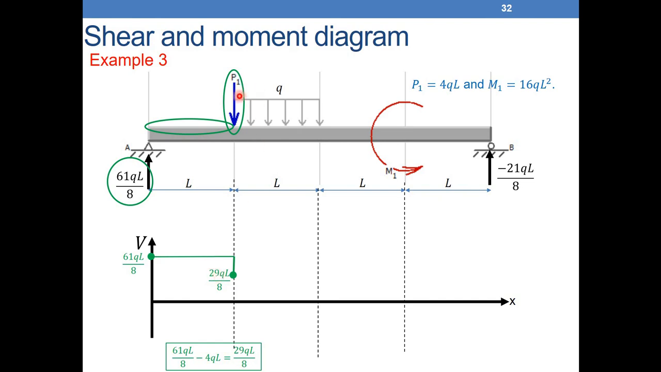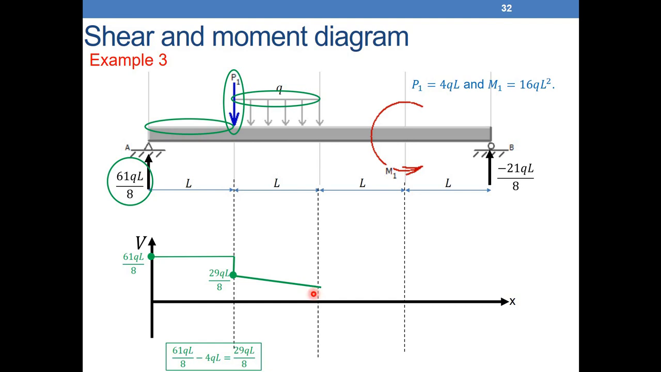Now, between L and 2L here, what do we have? We have a distributed load Q, a constant. So Q is constant, which means that V is linear. We know that dV over dx is equal to minus Q here. So it should be a line going down. We draw a line going down.